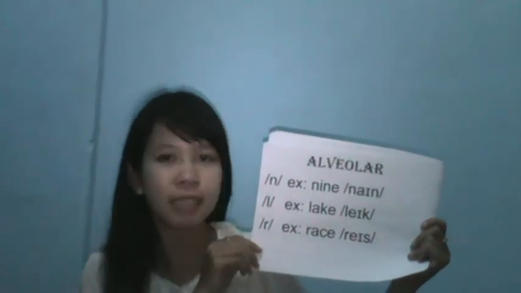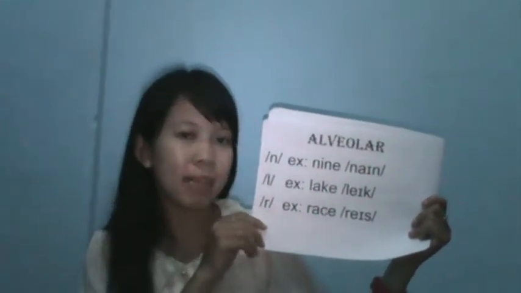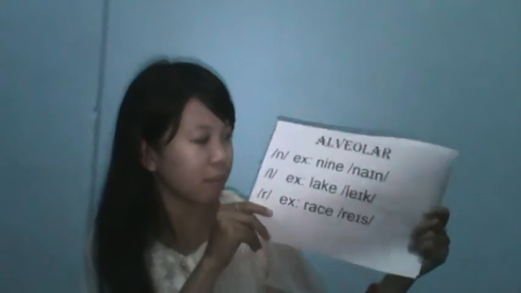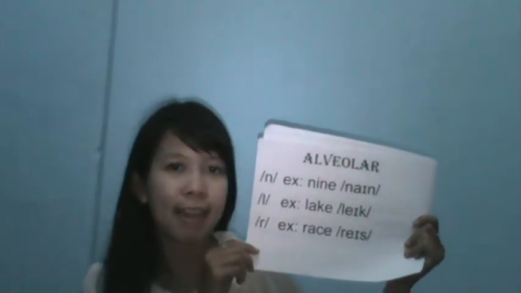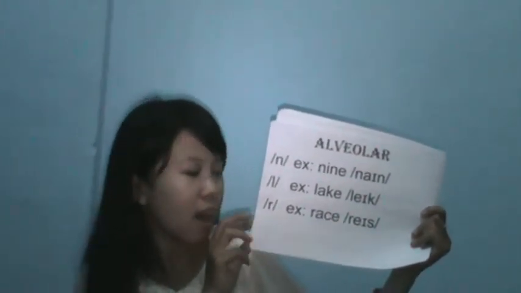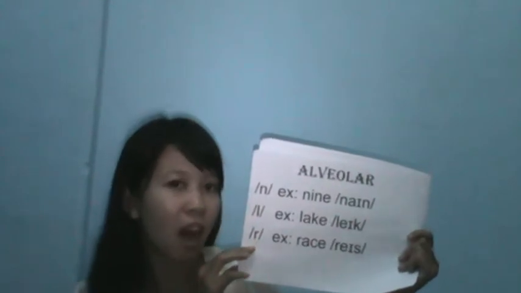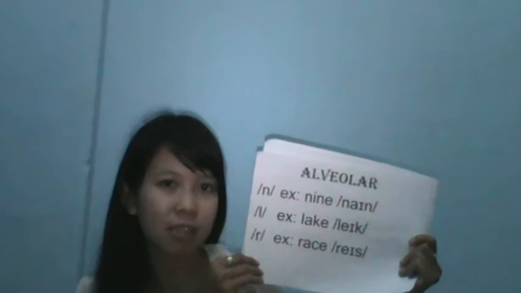Next, still alveolar. The n sound. For example, nine. And then the l sound. For example, lake. And then the last, the r sound. For example, race.